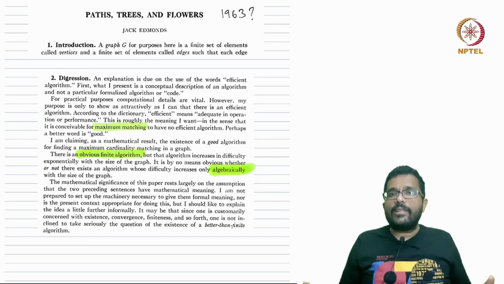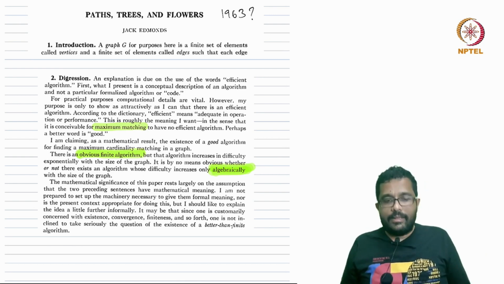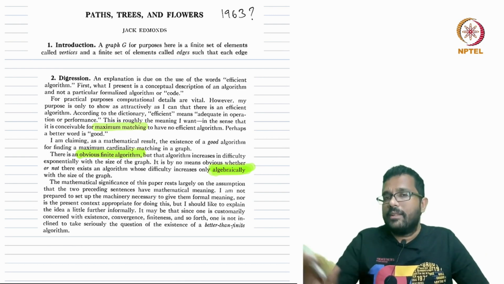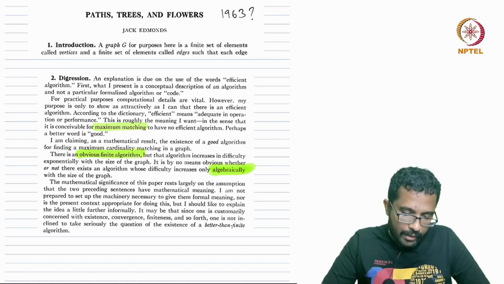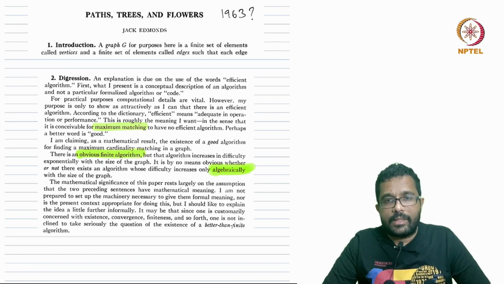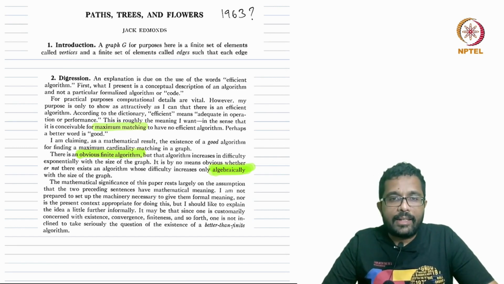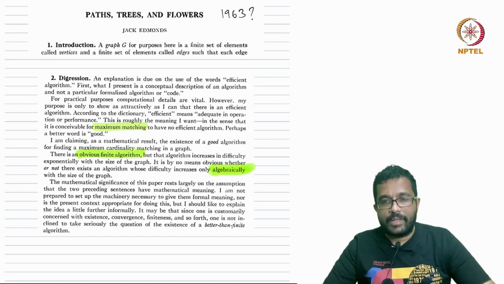But unfortunately the theory was not there then. So by putting forth the small section called digression, he just goes on to explain. Let me read out the rest. I am not prepared to set up the machinery necessary to give them formal meaning, nor is the present context appropriate for doing this. But I should like to explain the idea a little further informally. It may be that since one is customarily concerned with the existence, convergence, finiteness and so forth, one is not inclined to take seriously the question of the existence of better than finite algorithms.